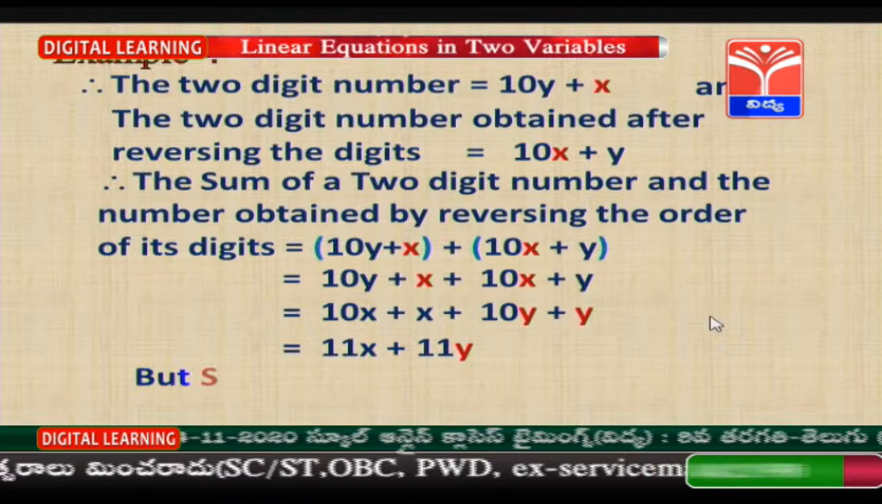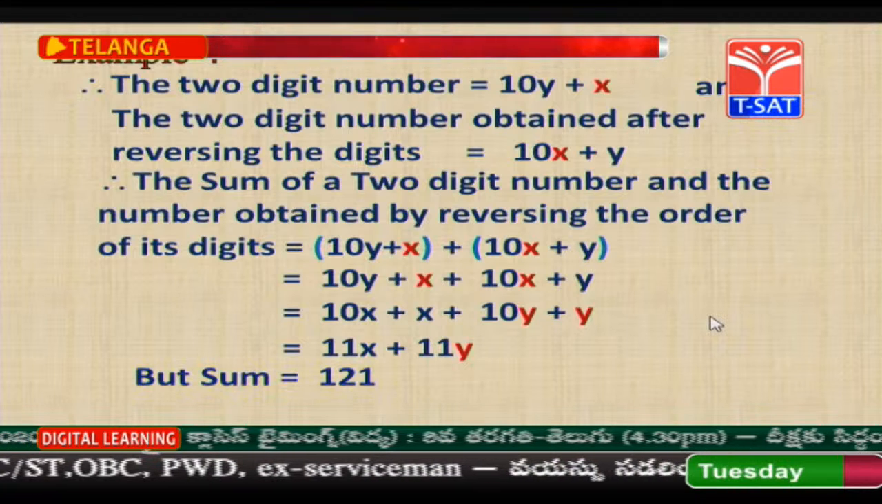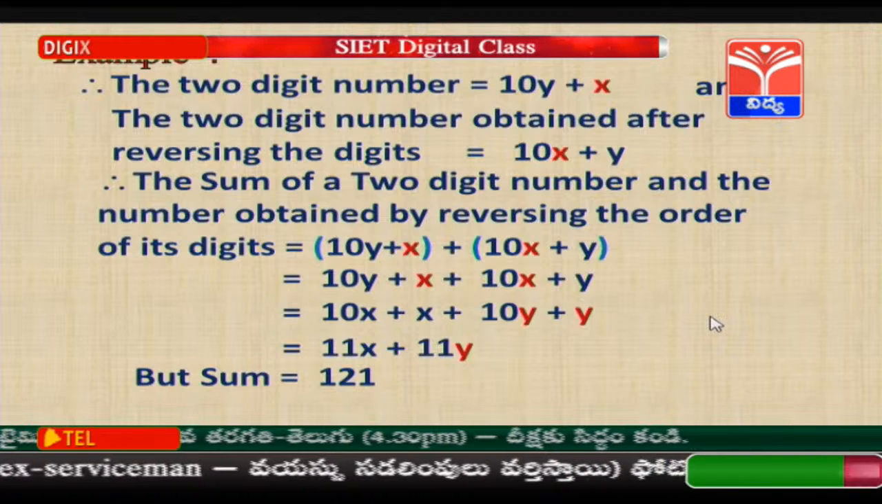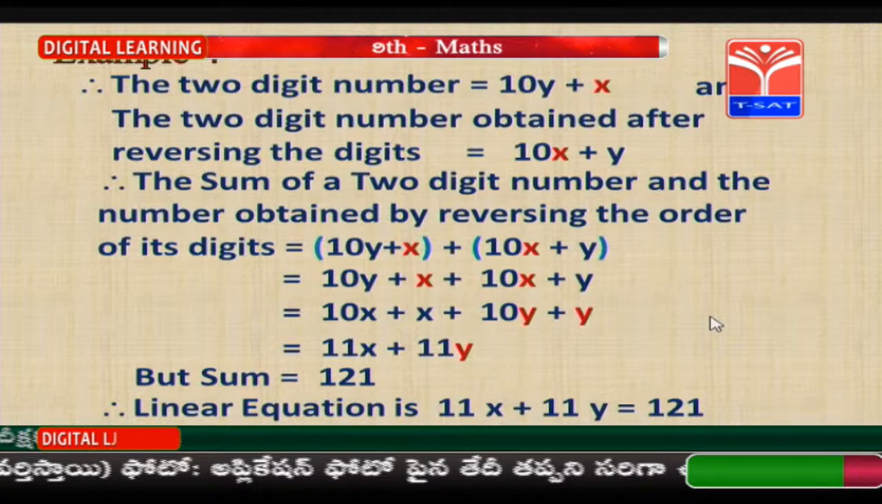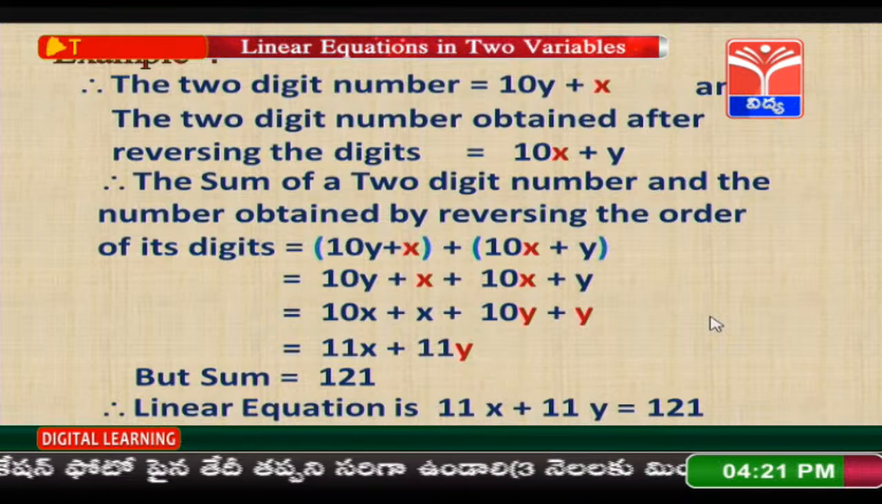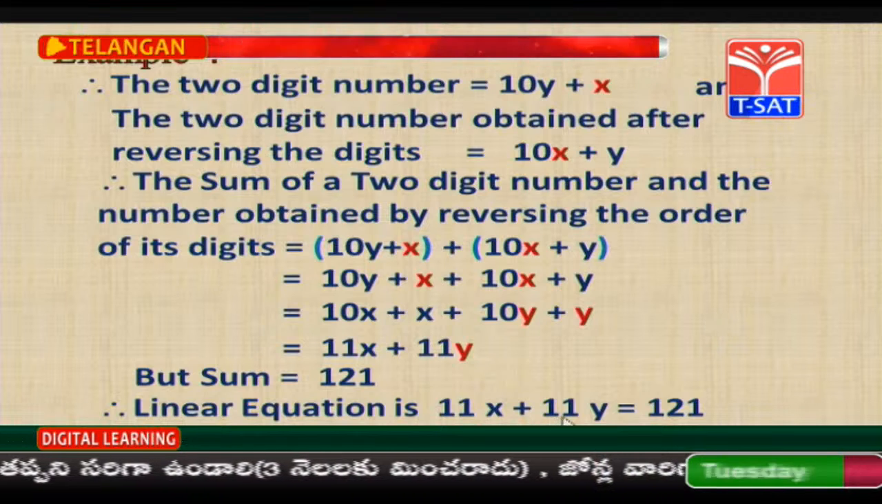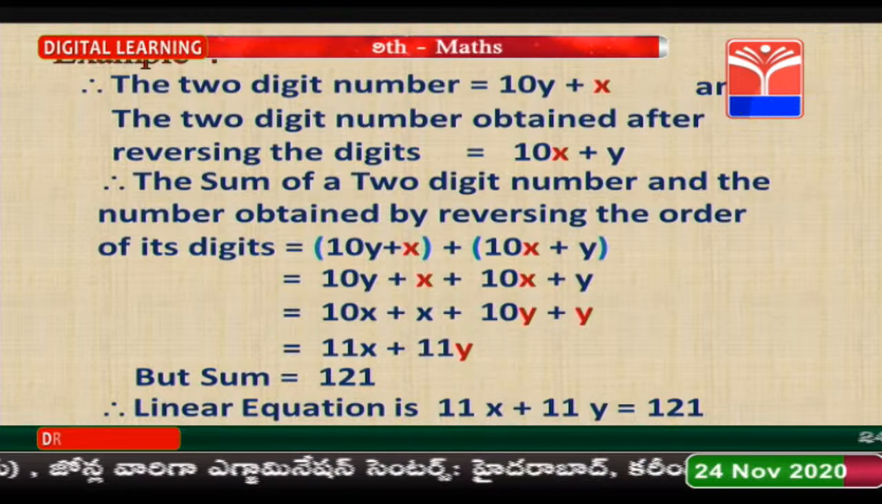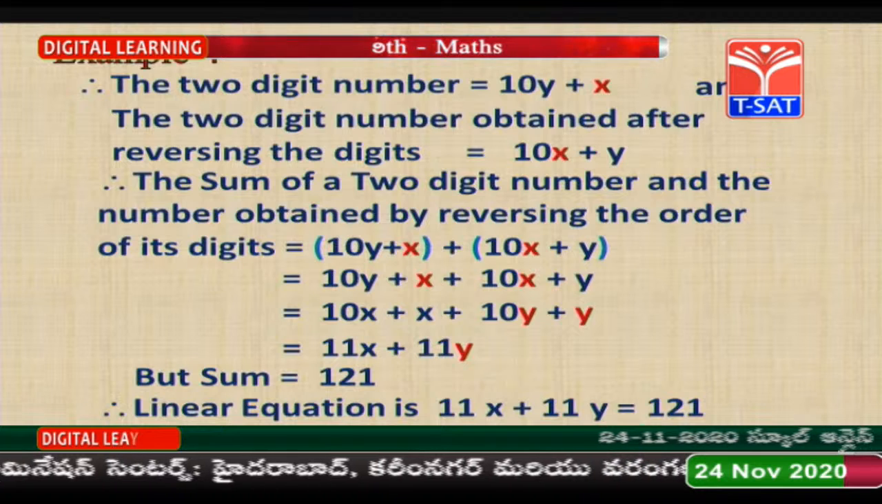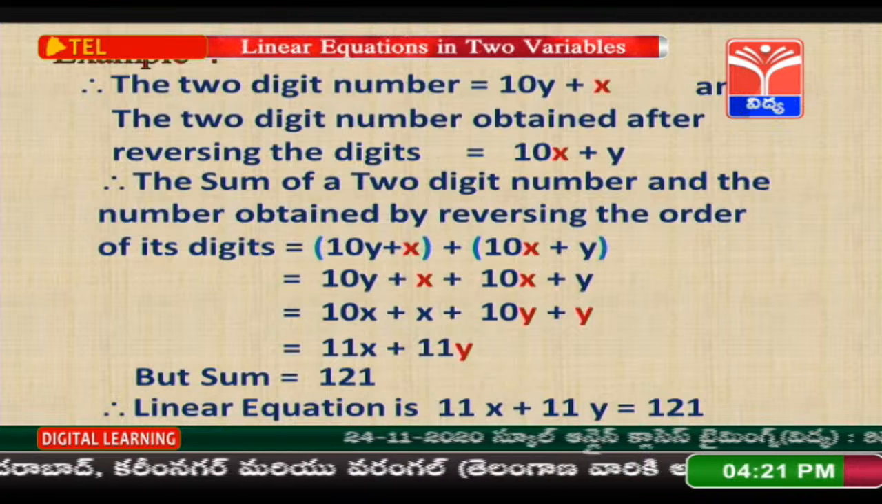But we know that the sum of them is how much? 121. That means, what can I say? My linear equation is going to become 11x plus 11y is equal to 121. Can I take 11 common in them and divide this 121 by 11? If I divide it, what will I get? I will be getting here x plus y is equal to 11.